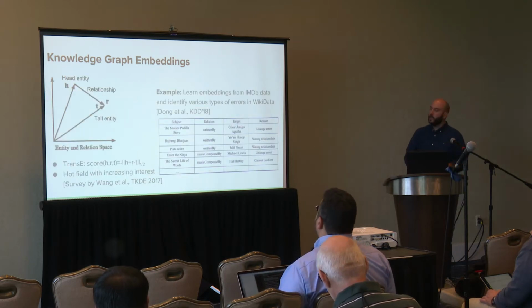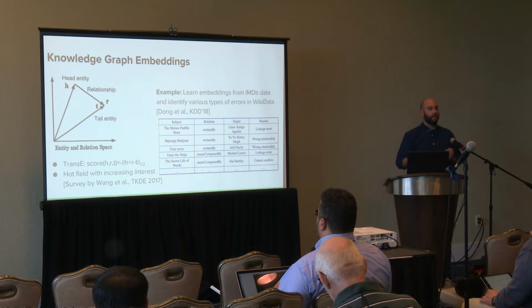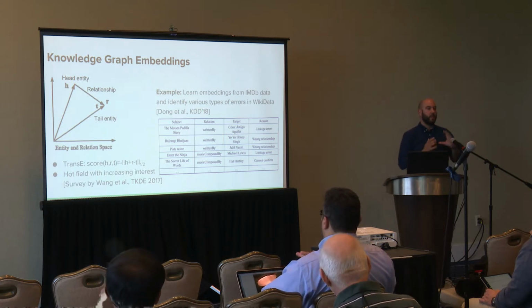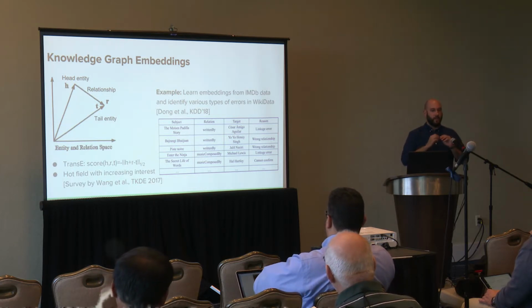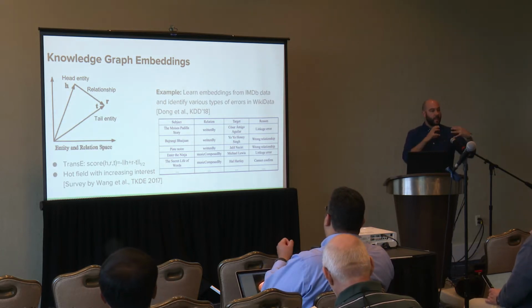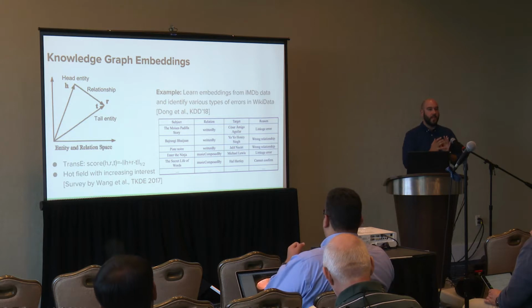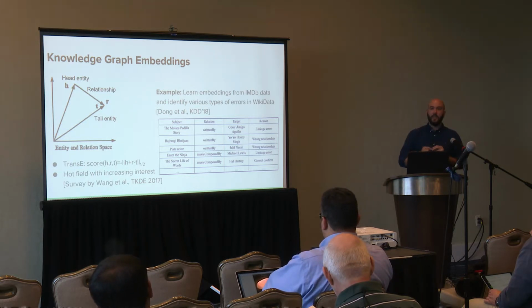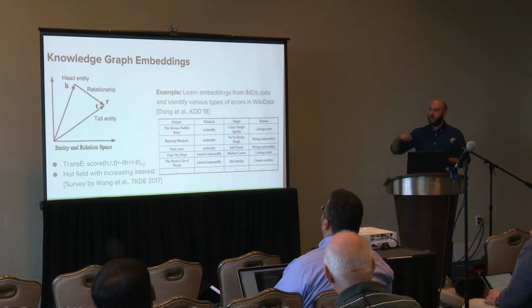And more recently, it has been used to actually learn embeddings from different data sources. For example, you have a bunch of collections of entity relation mentions from IMDb. You can embed those in this low-dimensional space and use that to identify if you have erroneous triplets from another data source.